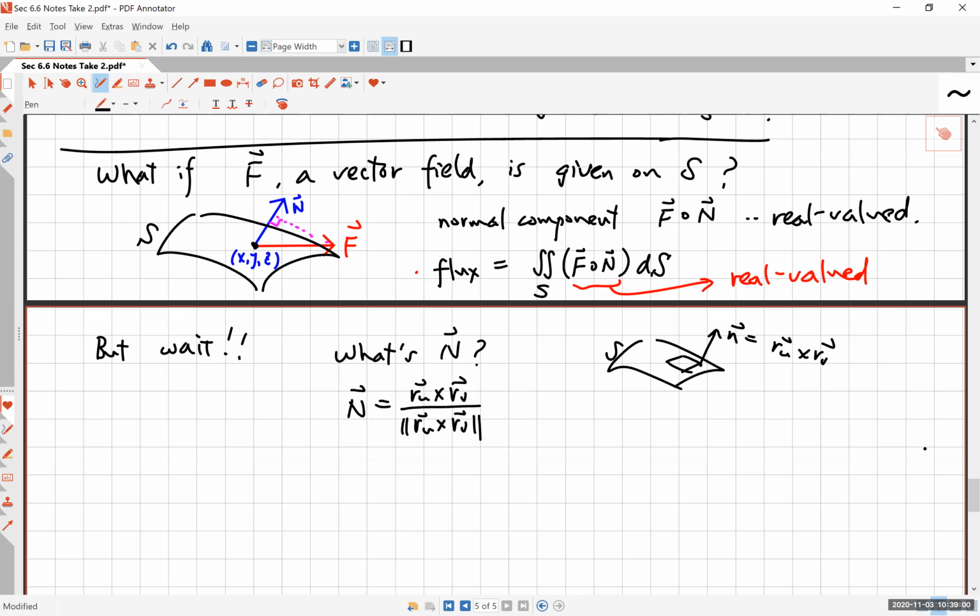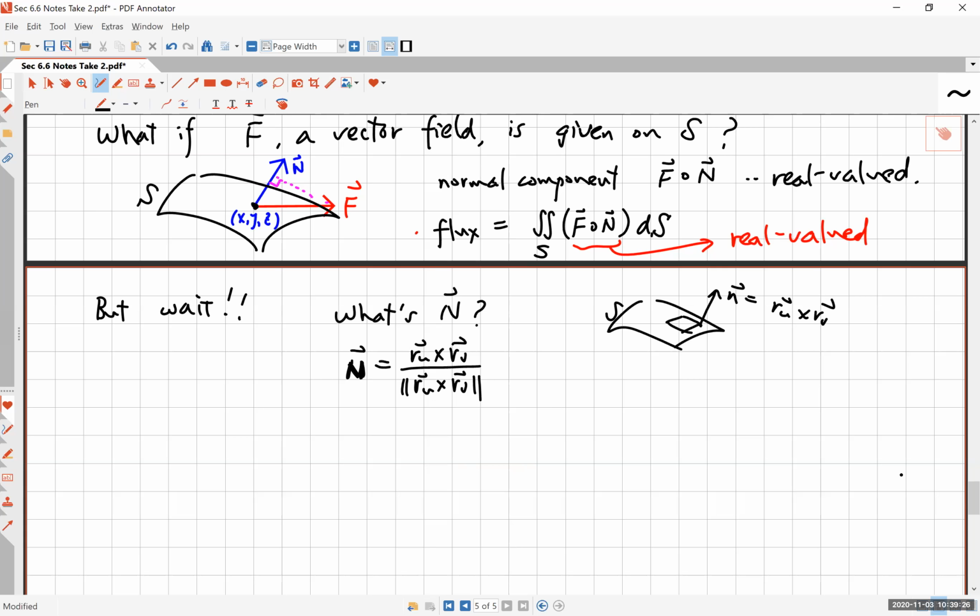And by the way, I'm not concerned. Technically, capital N was used to describe the inward pointing one, the principal unit normal vector. Right now, I'm using this letter loosely to say just a principal unit normal vector. It could be outwardly pointing, I don't know, but that's okay in this case. So capital N is found in this way: you take RU cross RV and divide by its norm. All right, now watch what happens.